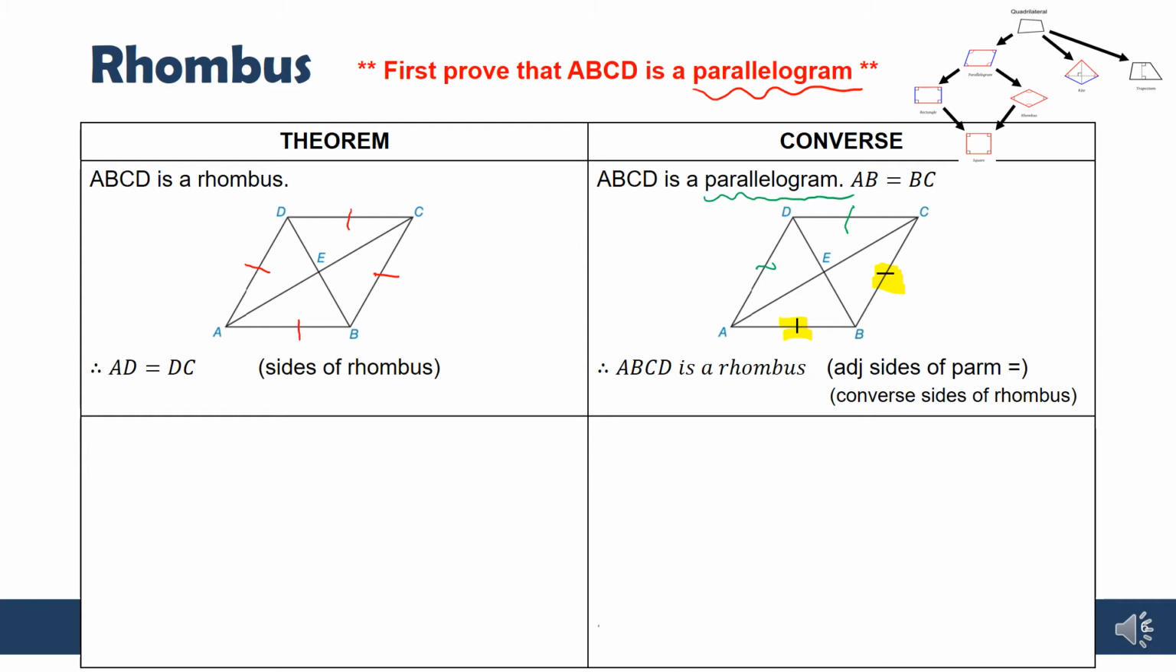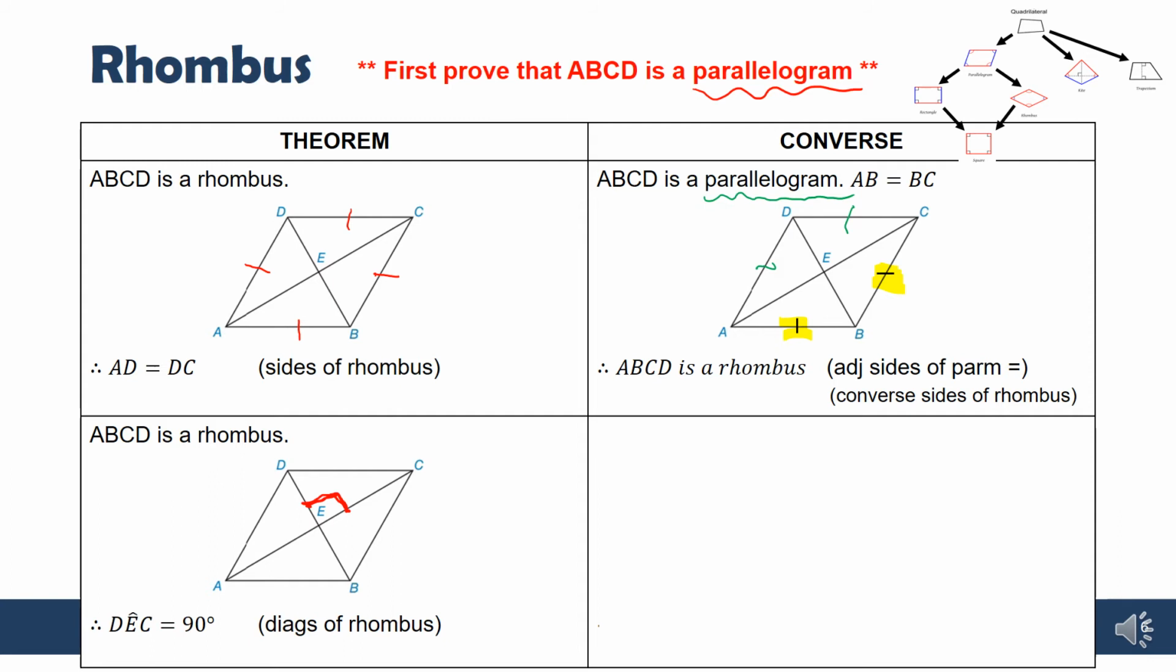The other thing that makes a rhombus special, and hopefully you can remember this without me telling you, is that the diagonals bisect each other at 90 degrees. So we could conclude, therefore, angle DEC, for example, or I could choose any of these four interior angles, is 90 degrees, and that's diagonals of a rhombus.